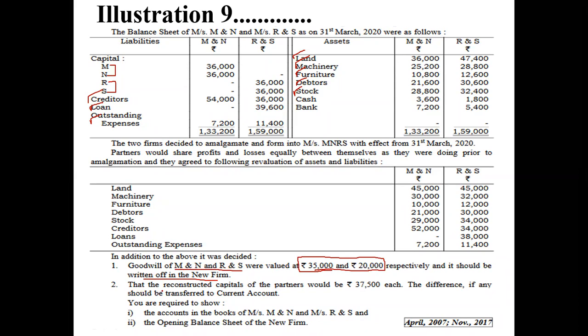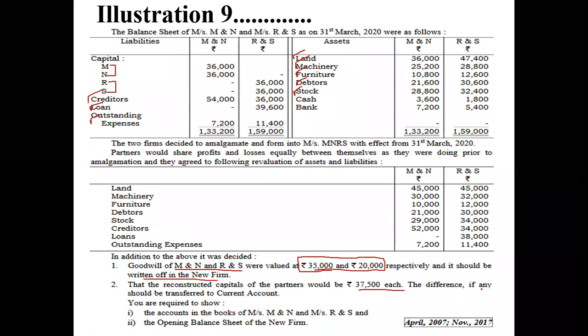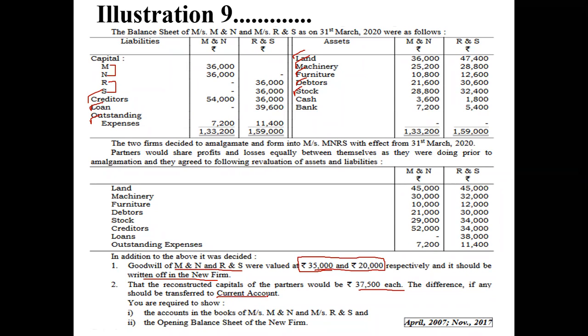Point number 2 says that the reconstructed capital of the partners would be 37,500 each. So each partner is going to contribute how much? 37,500. The differences, if any, should be transferred to current account. So this is a new point where if there is any difference, it will be transferred to current account. Earlier we saw that it should be adjusted through cash and bank account. But here we do not need cash and bank. Here what we have to do is adjust it through the current account.